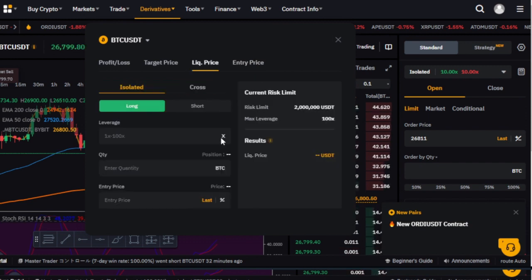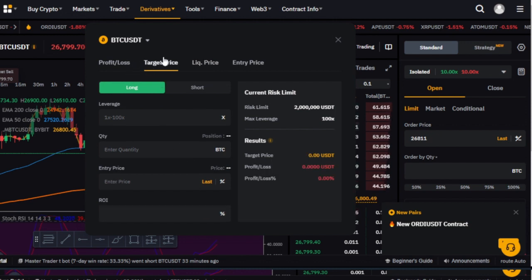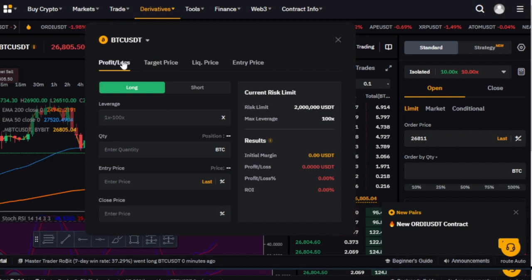For the liquidation, it will tell you, whether you want to long or short, where you will get liquidated. And for the target price, it gives you a target. You just put your leverage, the quantity you want to trade, the entry price you intend to use, and the return on investment you want, and it will give you your target price. Then the profit and losses option is the one we use most of the time.